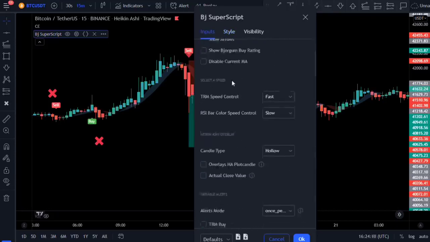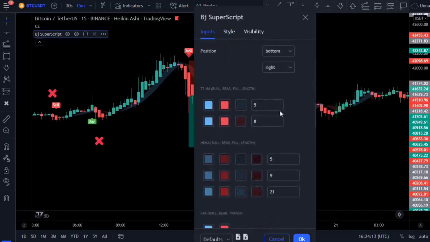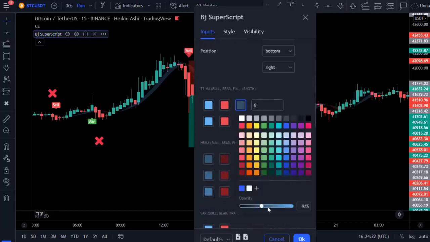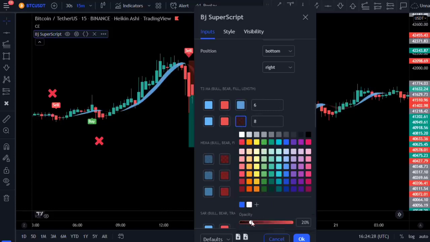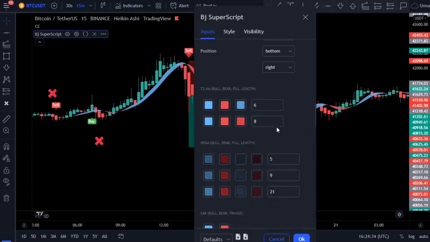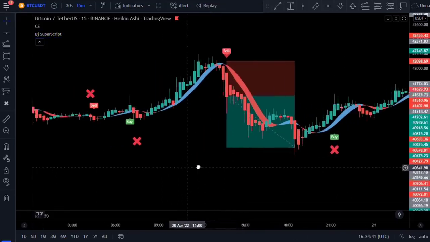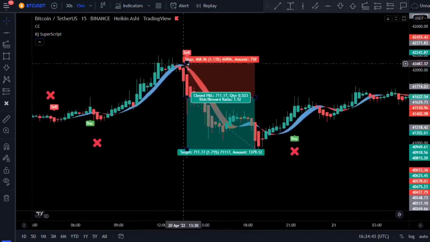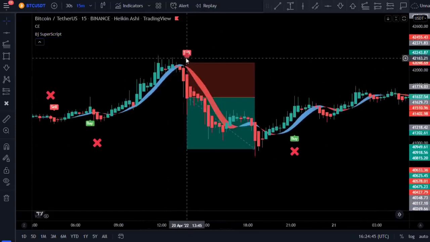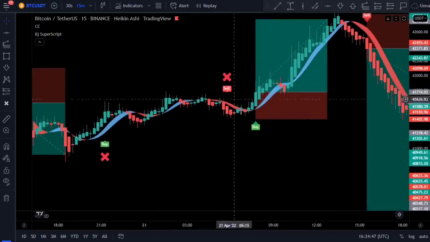Then go a little lower in the inputs section. Change the number of the first option to 6, then make the blue and red colors more colorful. As you can see, the color of the indicator became clearer. Whenever the indicator issued a sell signal and the color of this indicator changed to red and was down, the second condition of the signal was established.